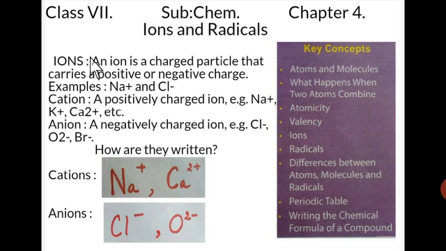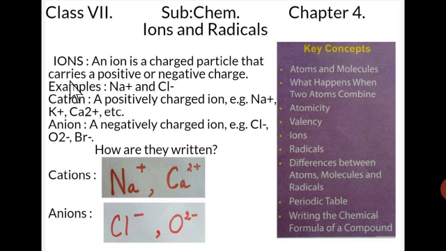First of all, ions. What are ions, students? An ion is a charged particle that carries a positive or a negative charge. For example, Na plus, sodium ion. An ion of sodium carries a positive charge, so it is written like Na plus. Chloride ion. Ion of chlorine carries a negative charge, so it will be written like first the symbol Cl, and since it carries a negative charge, it will be minus.